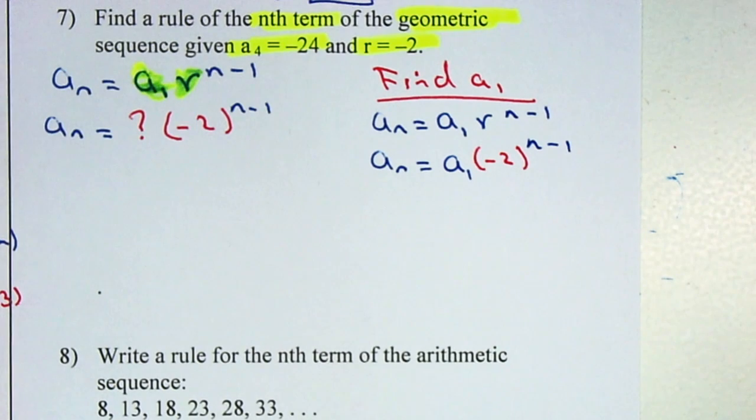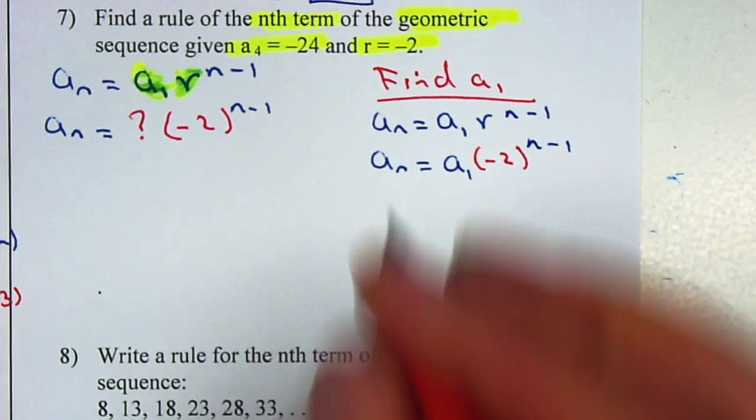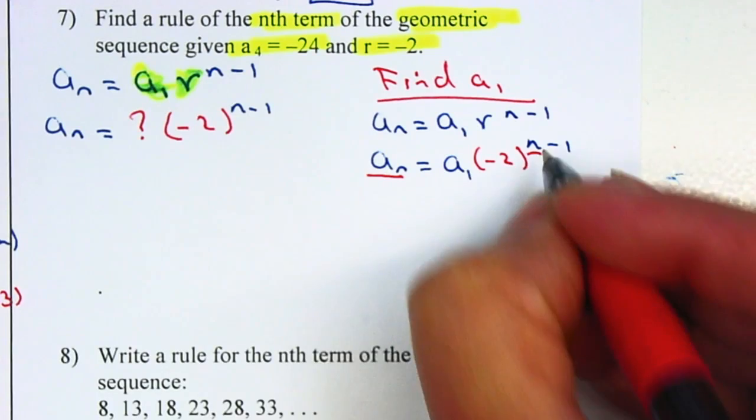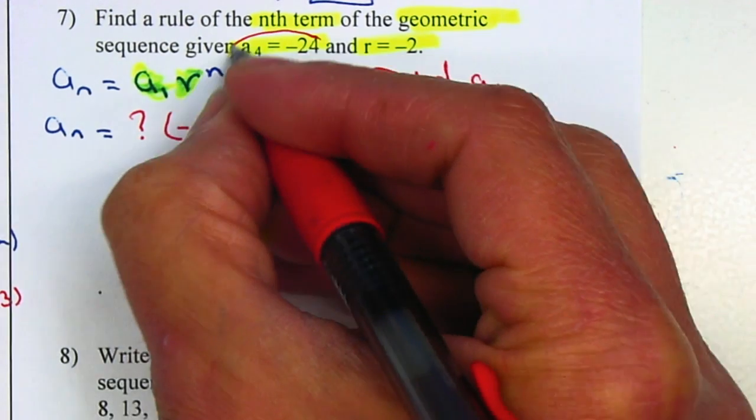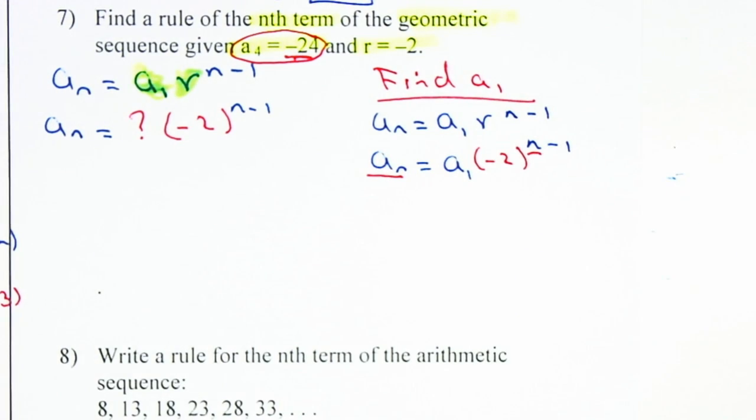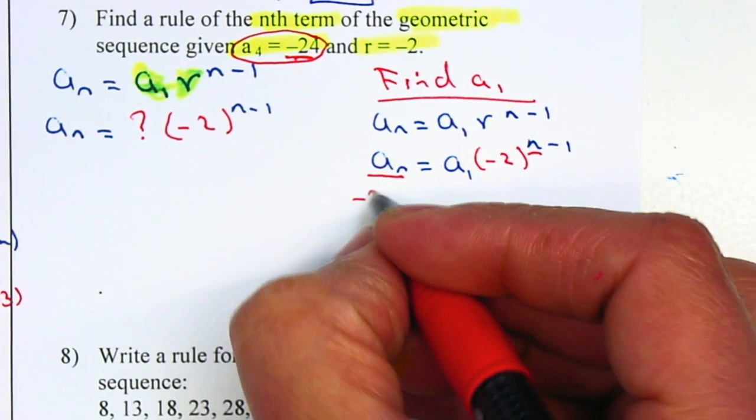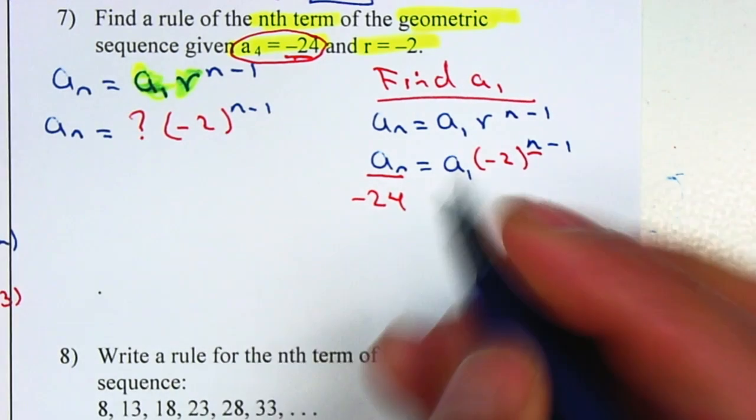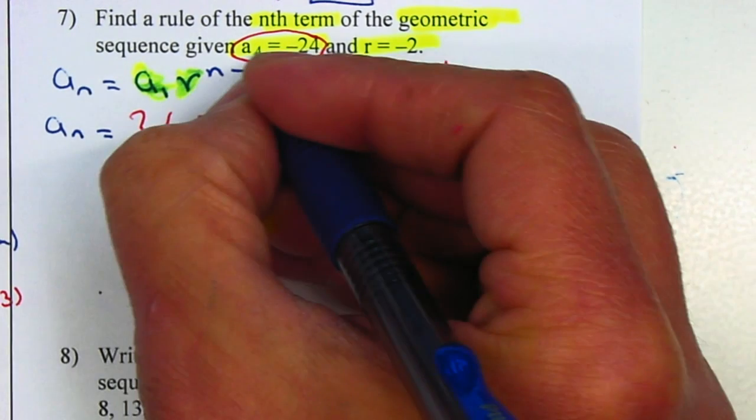Now, I can't solve for A sub 1 unless I plug in the other variables. So I'm going to use the information that they give me. A sub n will be negative 24, which is the term, and the corresponding term number, the value of n, is 4.